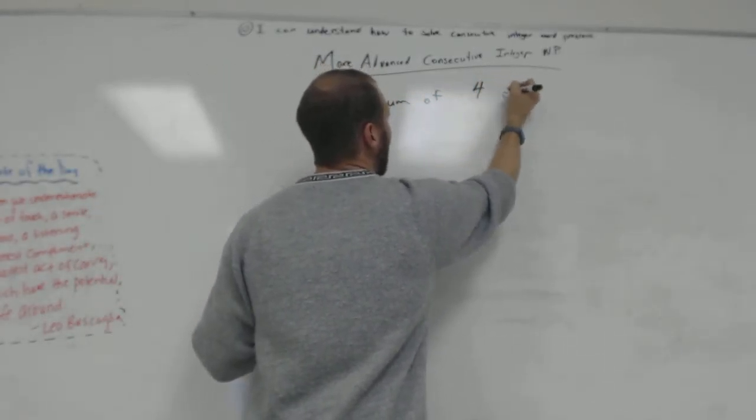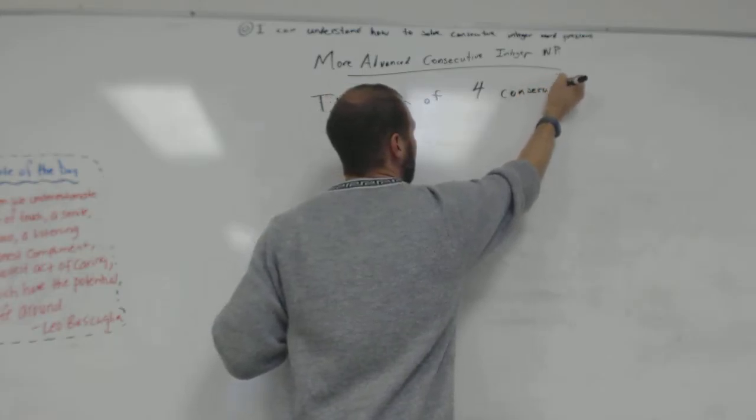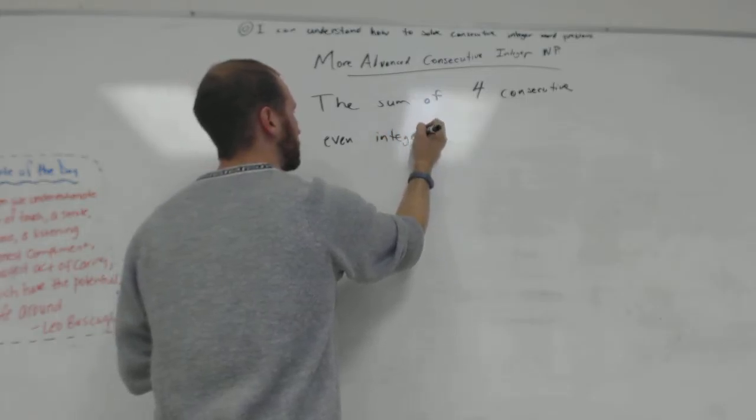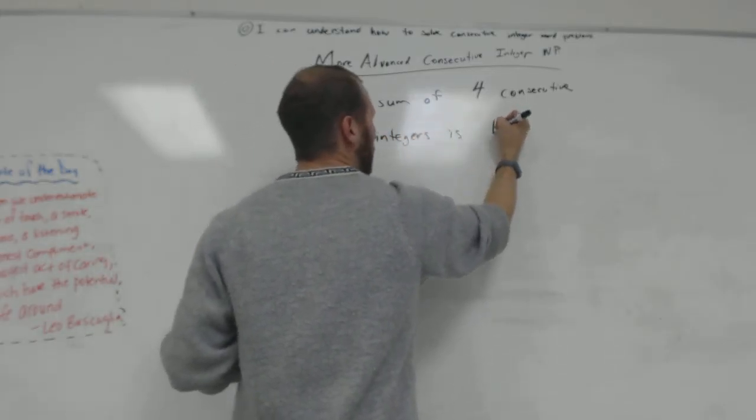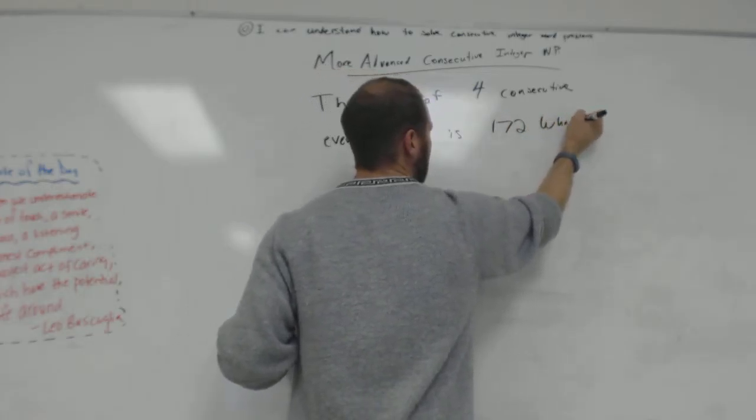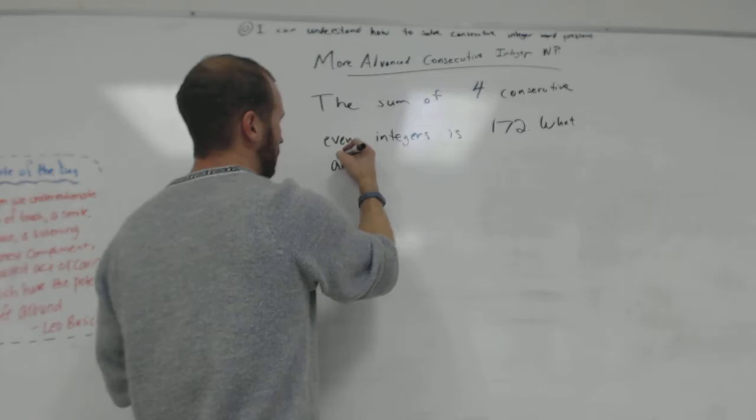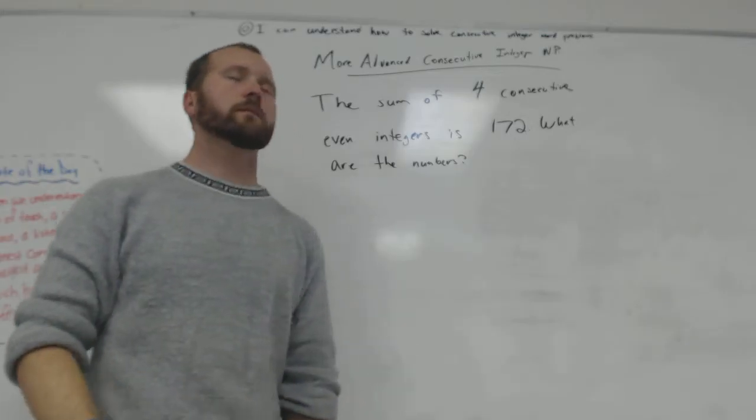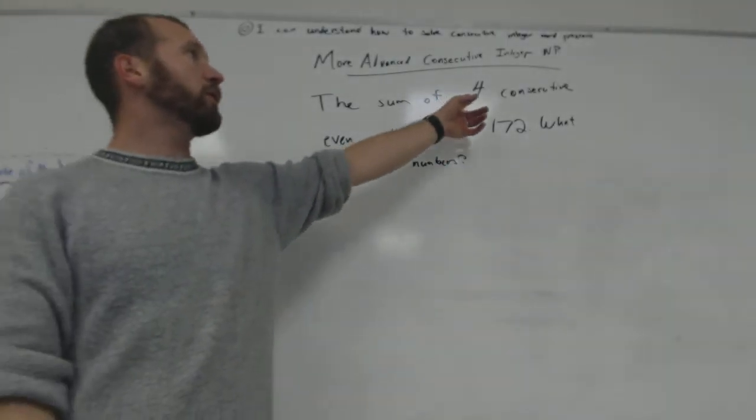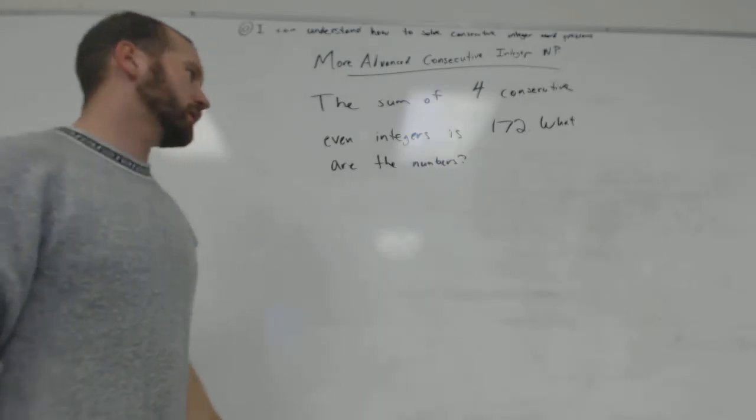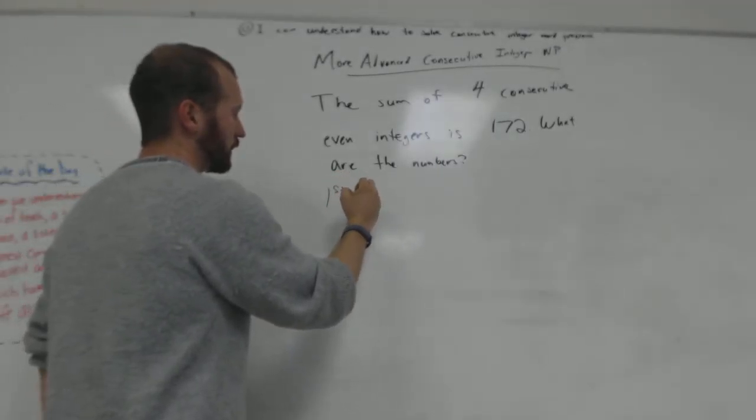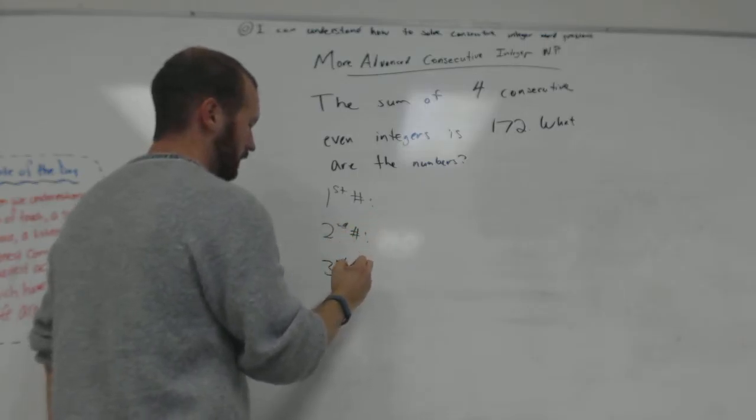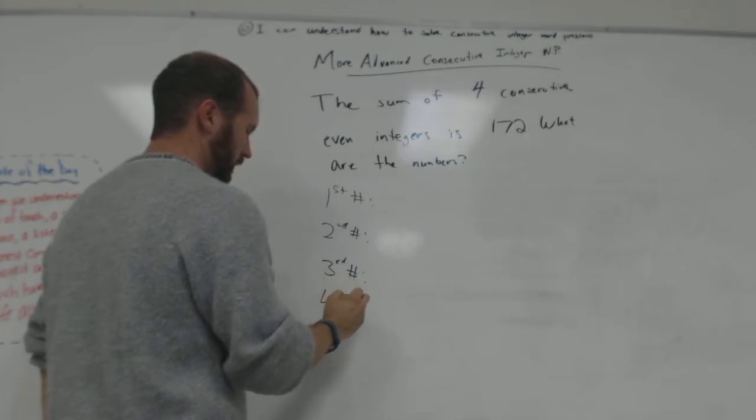The sum of 4 consecutive even integers is 172. What are the numbers? Ooh, sum of 4 consecutive even integers. So 4 numbers: first number, second number, third number, fourth number.